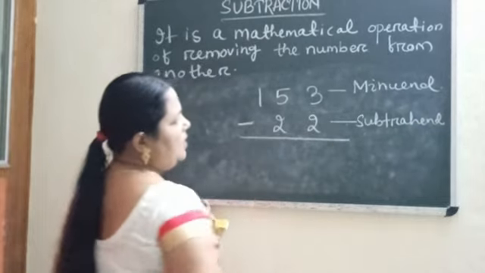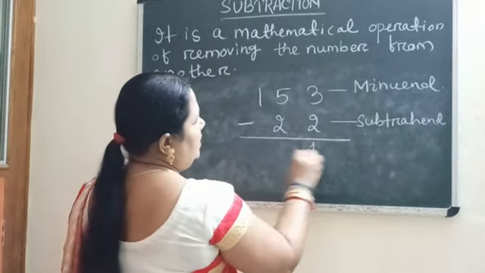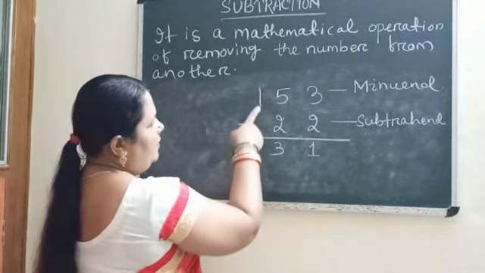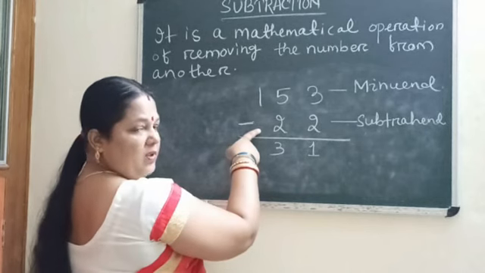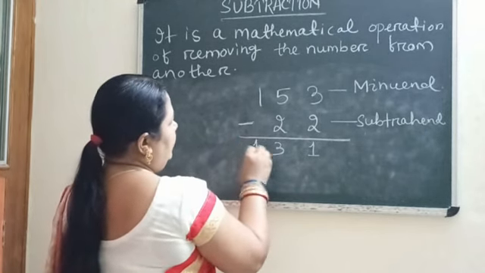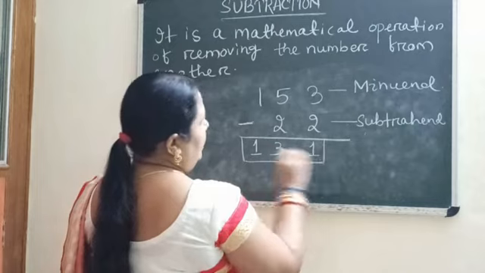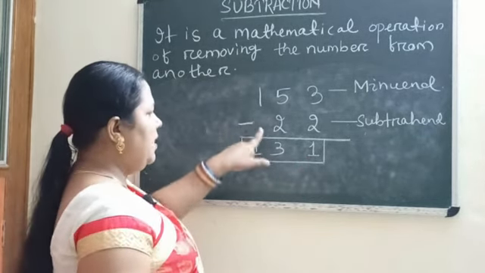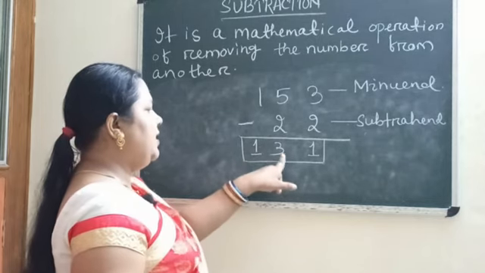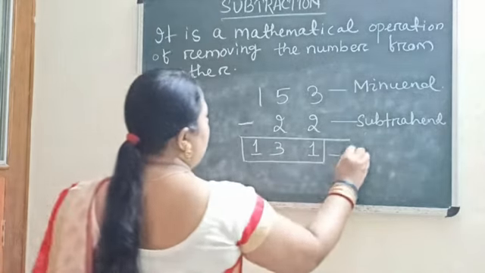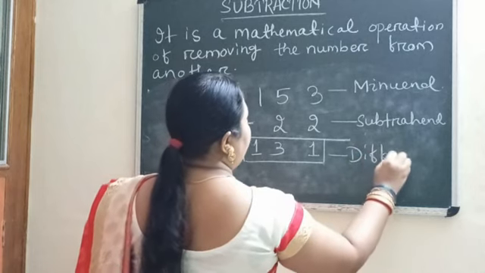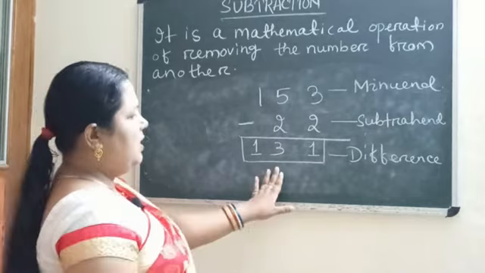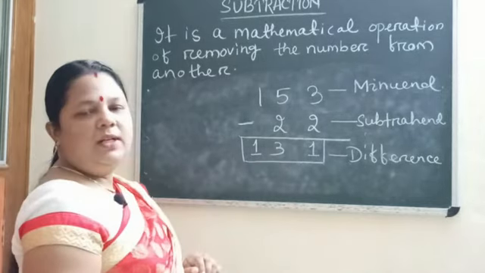Okay. So let's subtract now. 3 minus 2, how much do you get? 1. Then 5 minus 2, you get 3. And below the 1 in the hundreds place there is no digit, so 1 will come down. So we have subtracted the smaller number from the larger number and we are getting 131. This is called your difference. This is your simple subtraction.